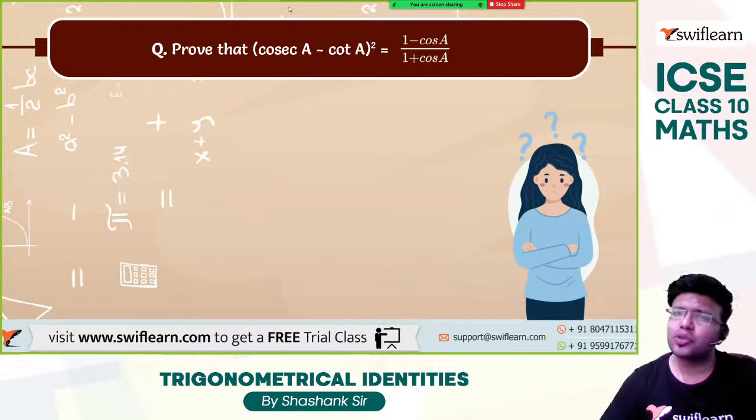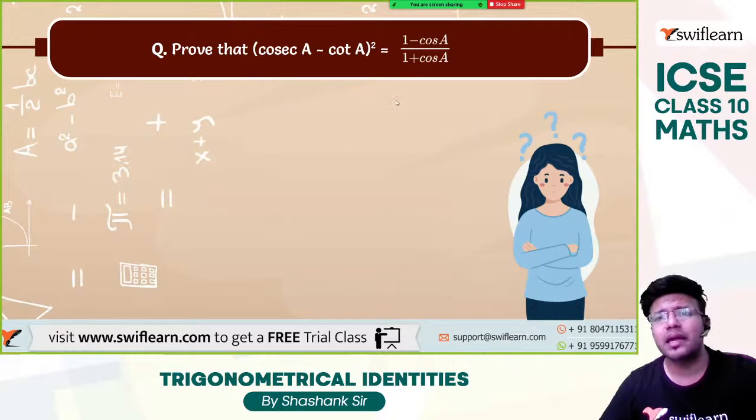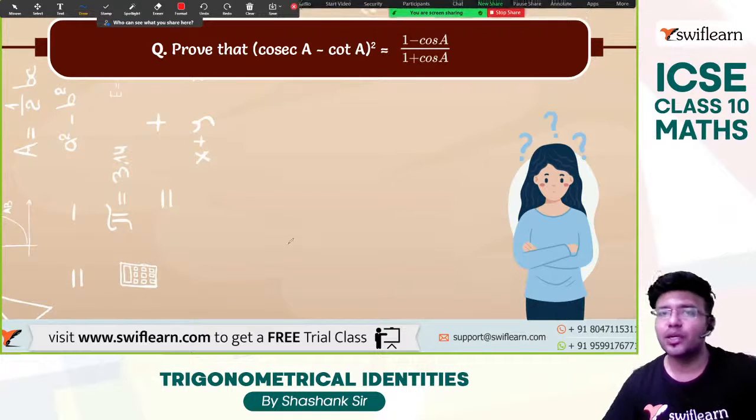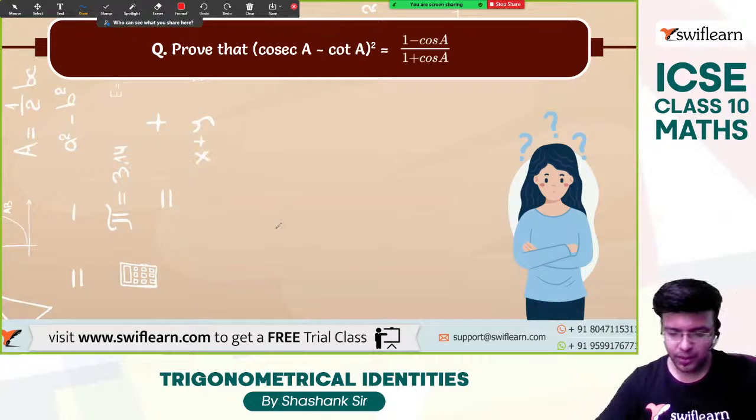Yes. Next question. Cosec square A minus cot square A is equal to 1 minus cos A into 1 plus cos A. See this, how this can be done.